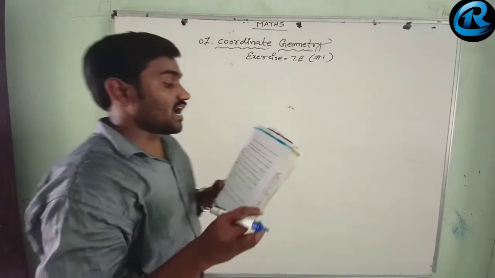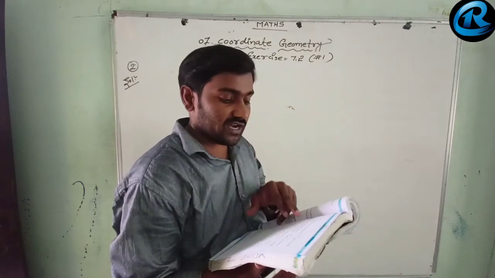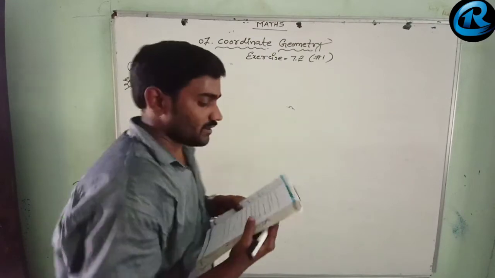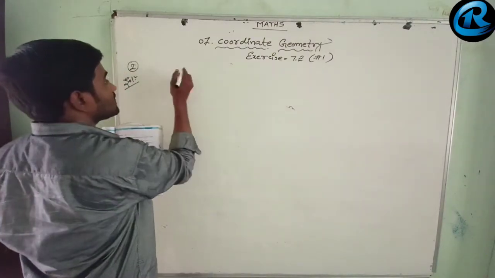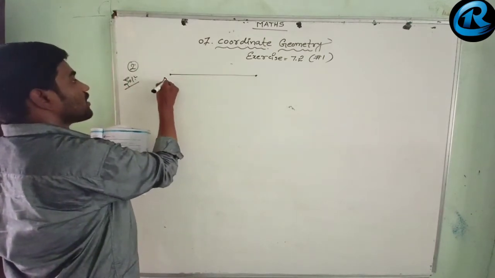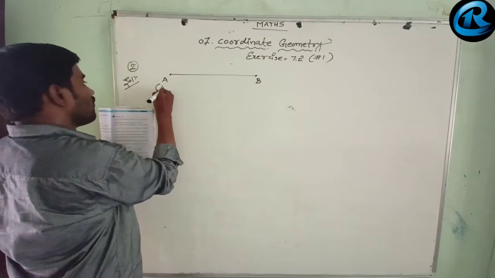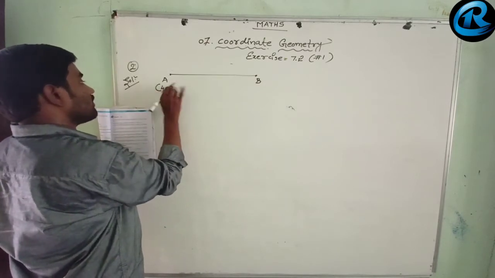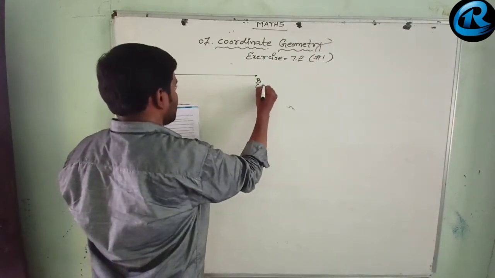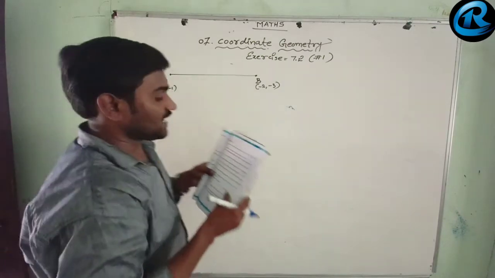Find the points of trisection. Remember what trisection is. Find the points of trisection of the line segment joining (4, -1) and (-2, -3). Suppose this is point A and this is point B. The point A equal to (4, -1) and B is (-2, -3). So find the trisection points.